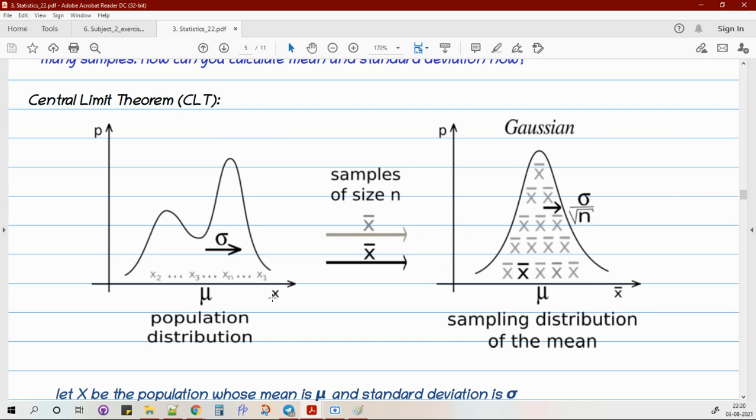Given any random data, if you want to calculate the mu, just take a sufficient number of samples, of a good size, 30 or more, and then you can directly calculate the population mean using CLT. Just take the mean of all the samples, the sample means, and take the mean again. And what would be the standard deviation of this Gaussian distribution?